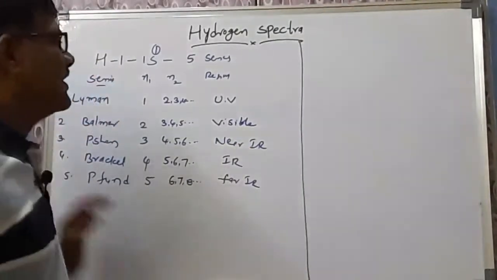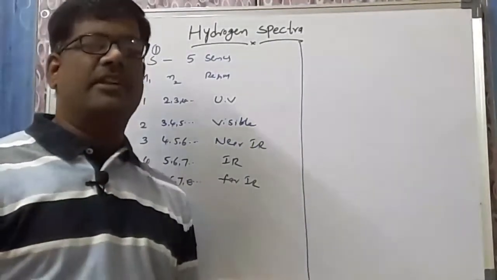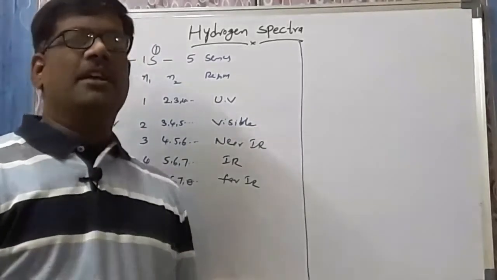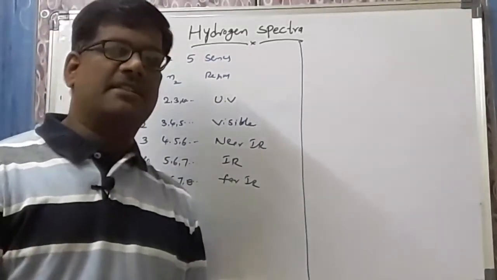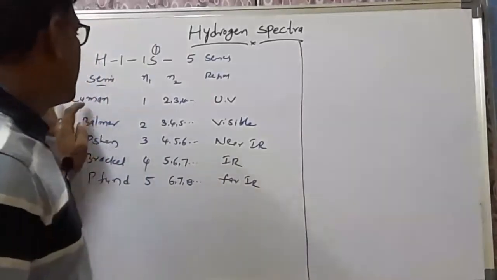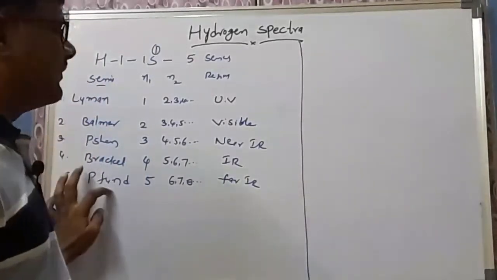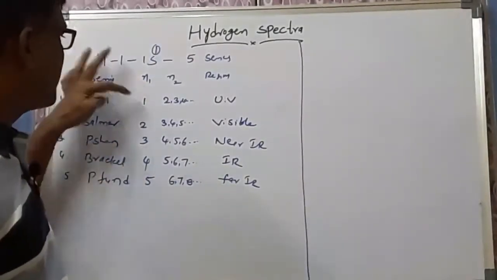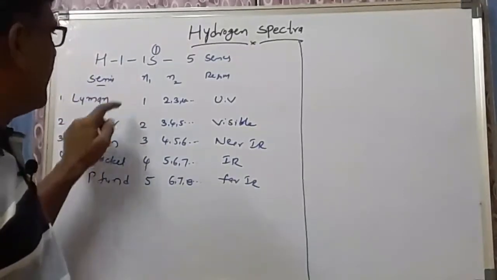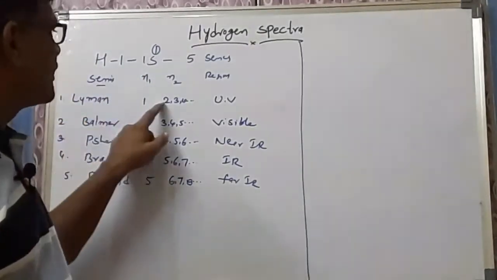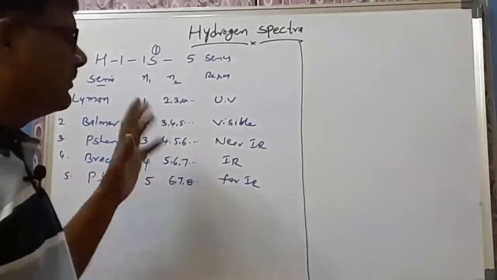So these are the spectral series of hydrogen. Whenever hydrogen is placed in the spectrum, we will get 5 spectral series, namely Lyman, Balmer, Paschen, Brackett and Pfund. The n1 values are 1, 2, 3, 4, 5, and for the Lyman series the n2 values are 2, 3, 4 and so on.